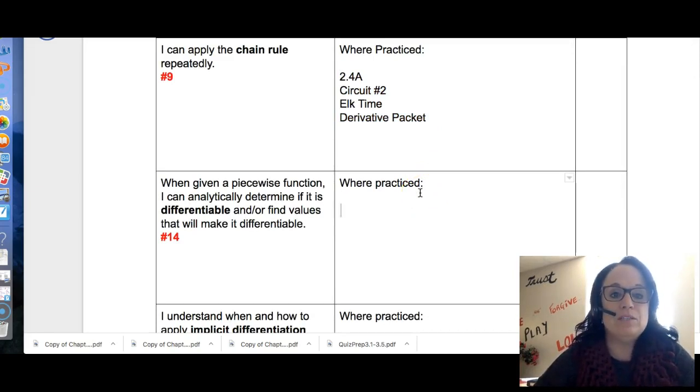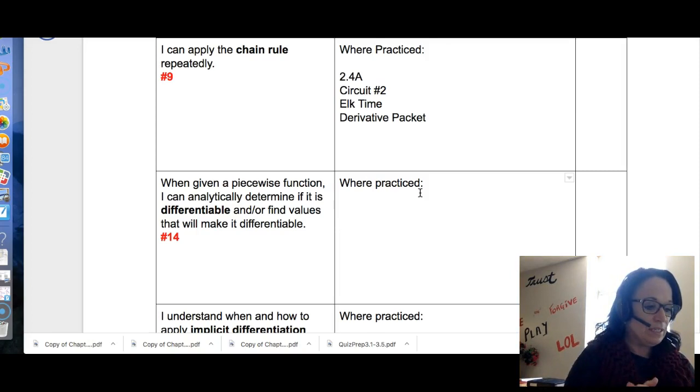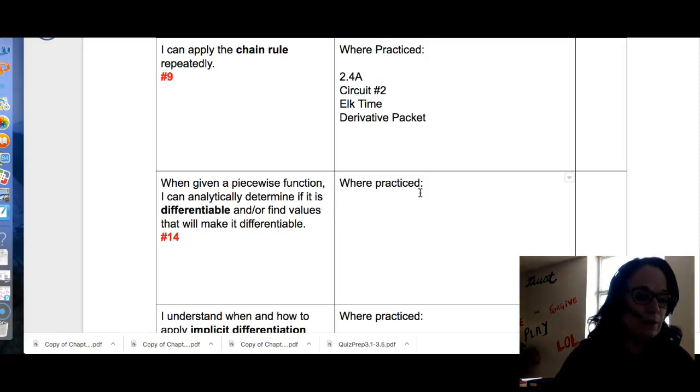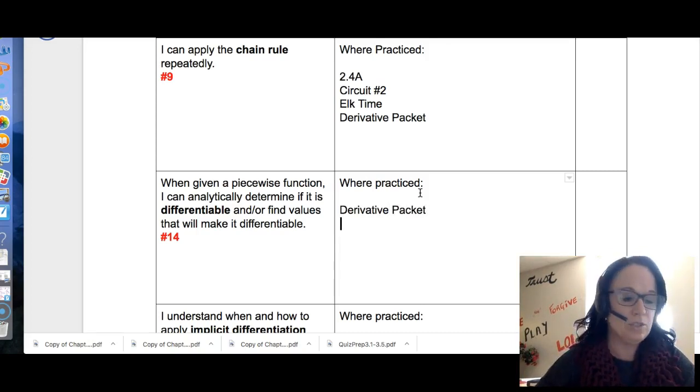When given a piecewise function, can you use algebra to determine if a function's differentiable and/or find values that make it differentiable? I'll have one question on that. It'll be number 14. Where did we do that? In the derivative packet. There was a bunch of those on the last couple pages.